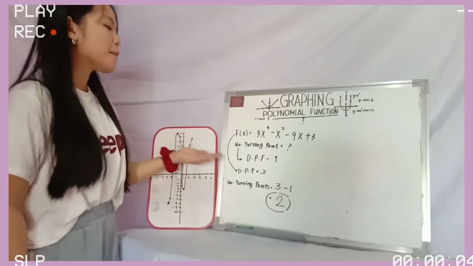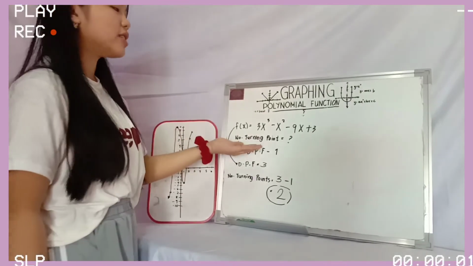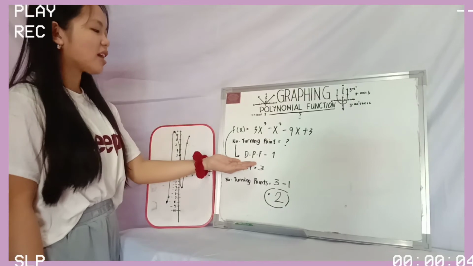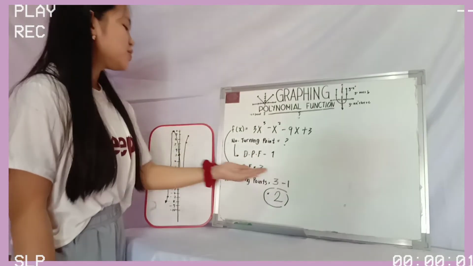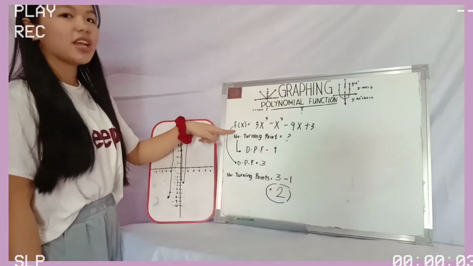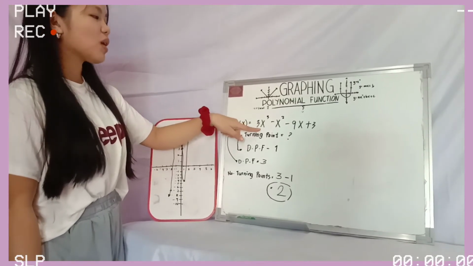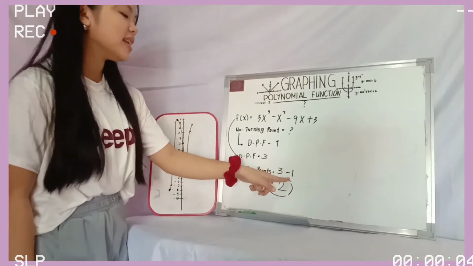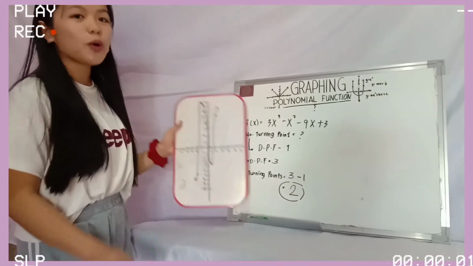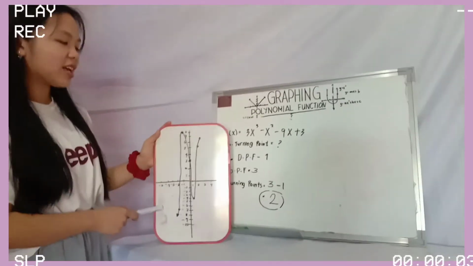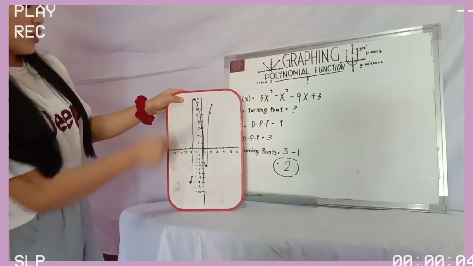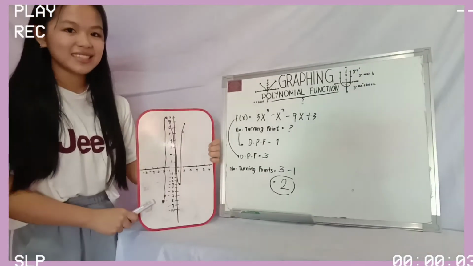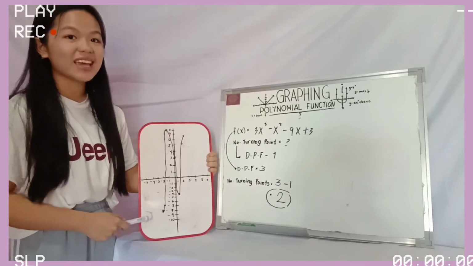How do we know the number of turning points in the given equation? So this is the formula: degree of polynomial function minus 1. So in this equation, we can see that the degree of polynomial function is 3. So 3 minus 1 equals 2. If we compare it to our graph earlier, turning points 1, 2. So it means that our graphing is correct.